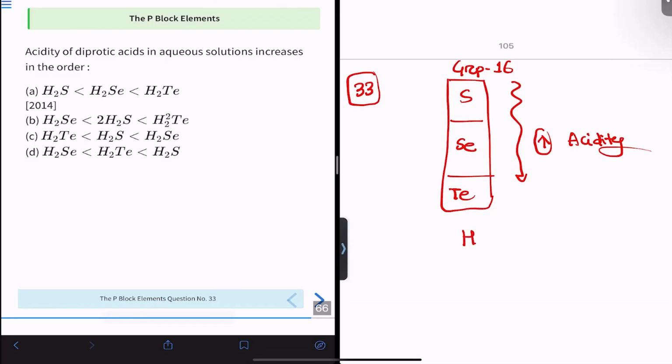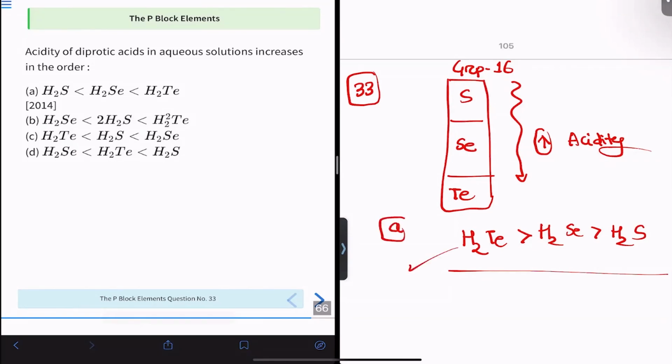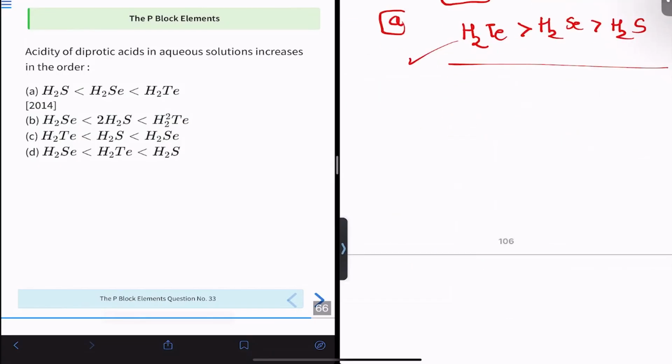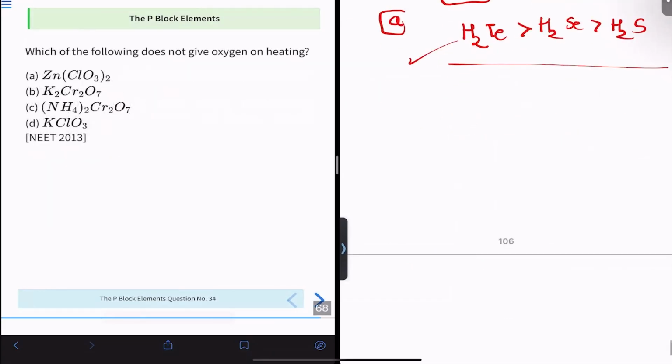So H2Te will be more acidic than H2Se, then H2S. So the answer will be option A. Okay, guys. So now moving on to question number 34. Question 34 says, which one of the following does not give oxygen on heating?